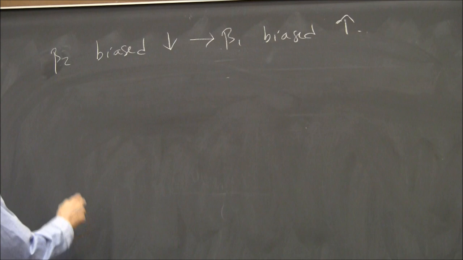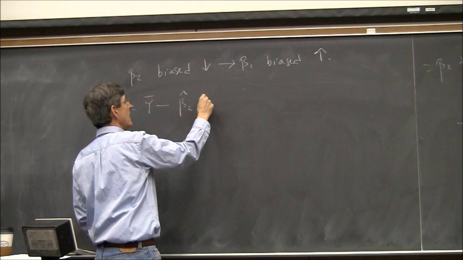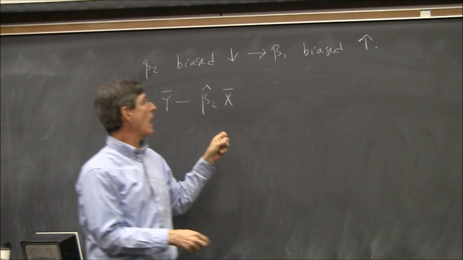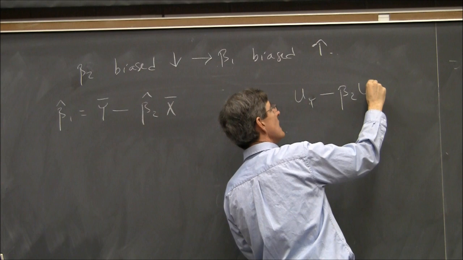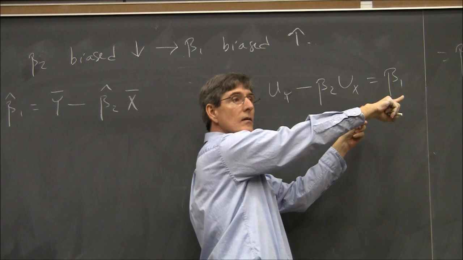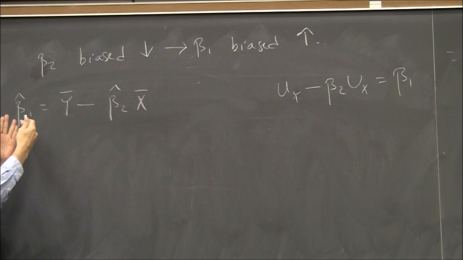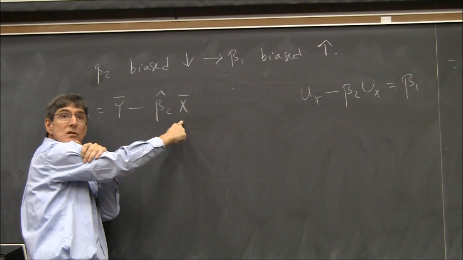Now, if you remember the formula for beta 1 hat, it's y bar minus beta 2 hat x bar. So once you estimate beta 2 hat, the way you get beta 1 hat is through this formula. If I have the true mean of y minus the true beta 2 times the true mean of x, I'll get the true beta 1. These are estimates, but if I know the actual values, I'll get the true value. So when I let n go to infinity, this goes to u of y, this goes to beta 2, and this goes to u of x, and I get the true beta 1.